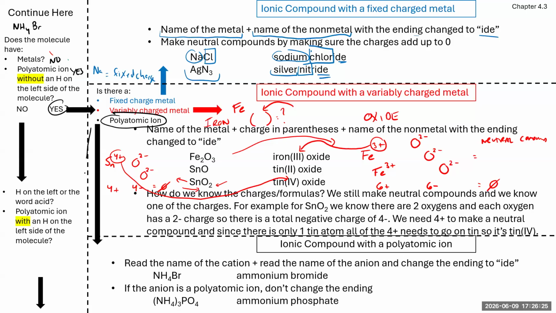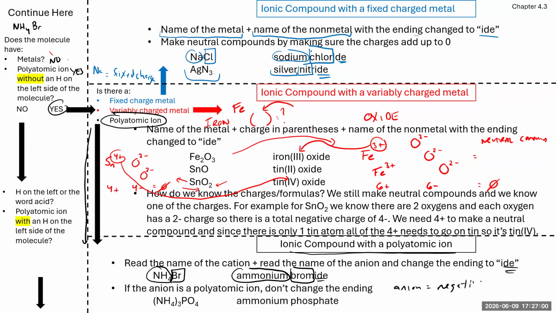So we're going to come down here in this list and name ionic compounds with a polyatomic ion. You're just going to basically read the name of the cation, which is the polyatomic ion in this one. Ammonium, right? This is ammonium. And then Br is bromine, but we're going to change it to IDE. So ammonium bromide.